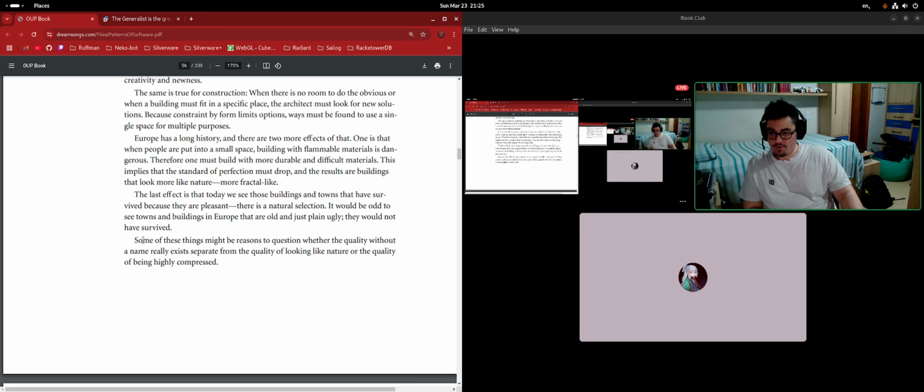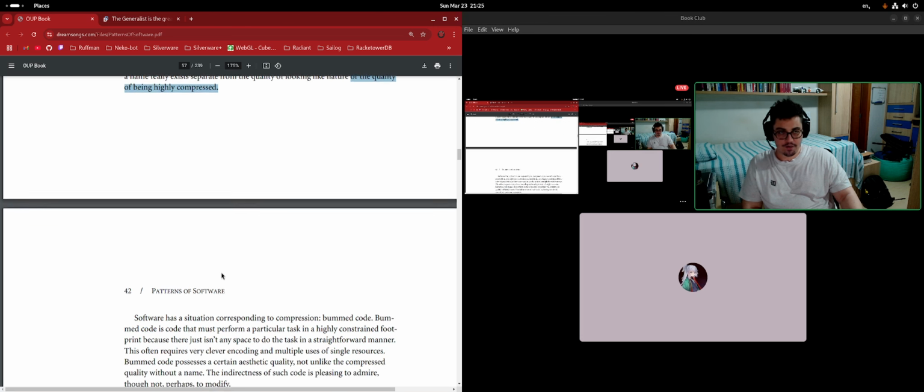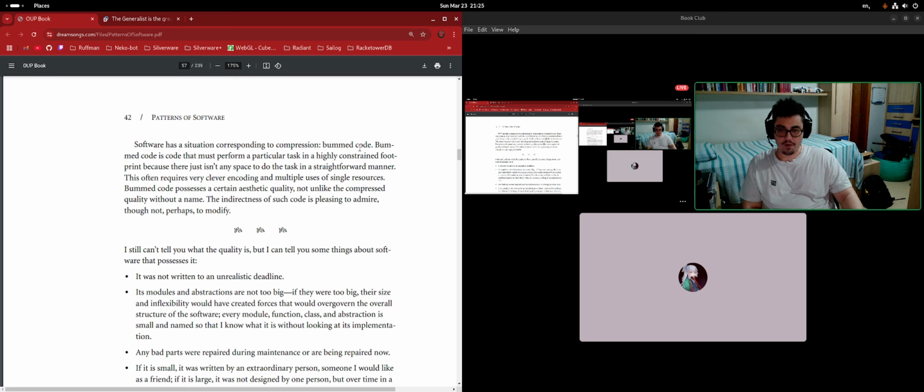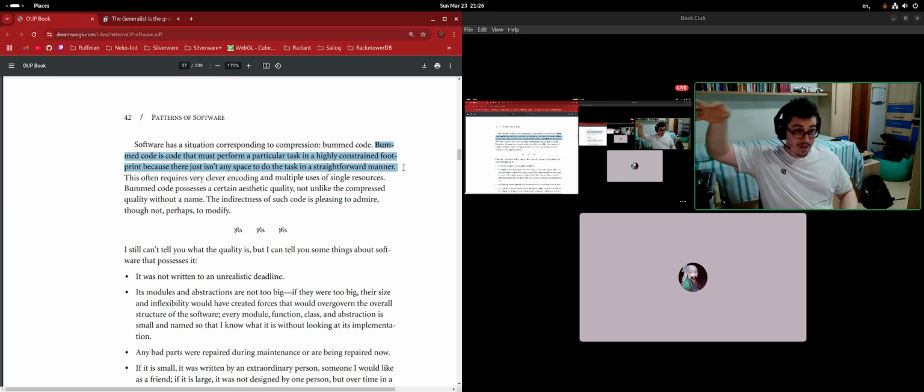Some of these things might be reasons to question whether the quality without a name really exists separate from the quality of looking like nature or the quality of being highly compressed. Software has a situation corresponding to compression, bummed code. Bummed code is code that must perform a particular task in a highly constrained footprint because there isn't any space to do the task in a straightforward manner. This is also the same argument that we've seen in software, that back in the old days when memory was expensive, only the very talented developers were the big deal because of the constraints of the tech. Although we don't like the efficiency arguments because most of the time they are kind of stupid, here they actually have a point, which is that you don't have a choice. Instead of being efficient, you have to do it because memory is expensive. You have to be creative.